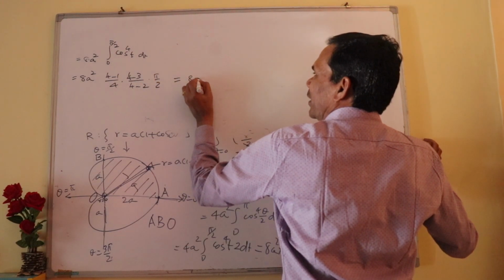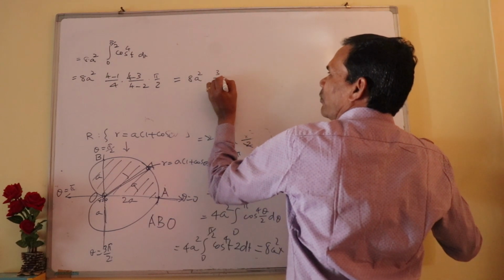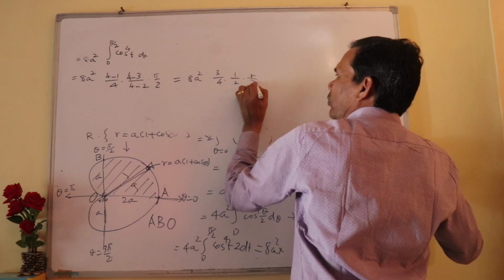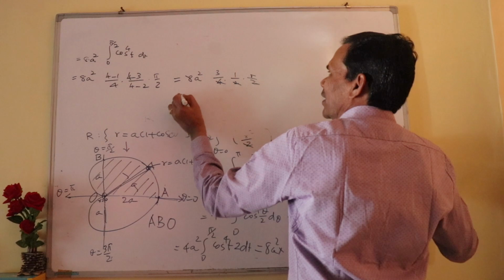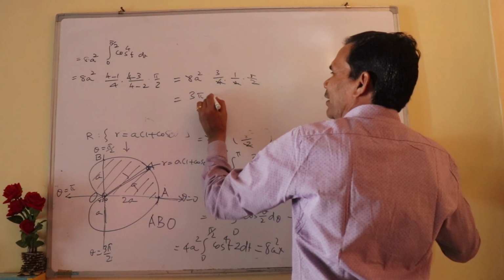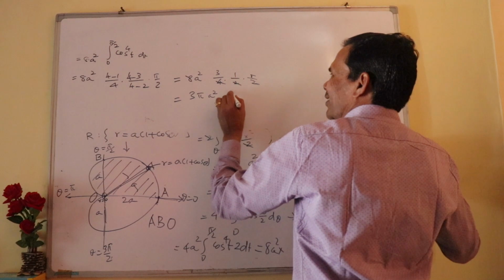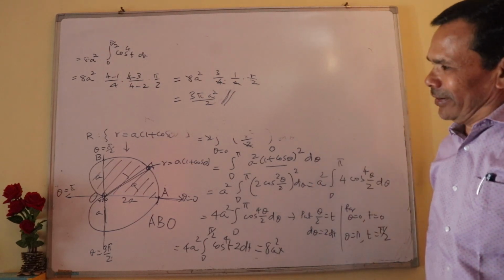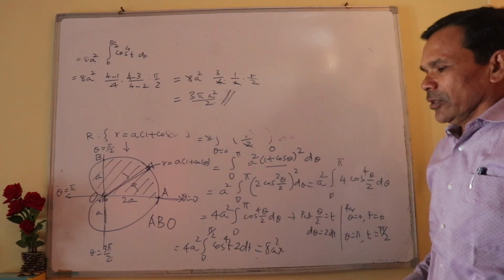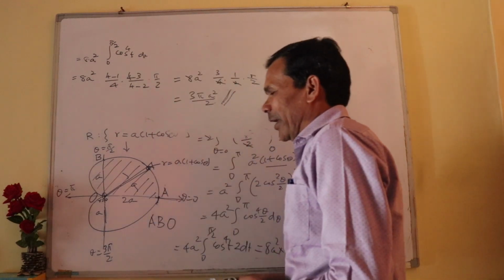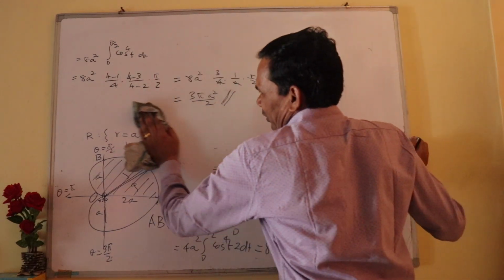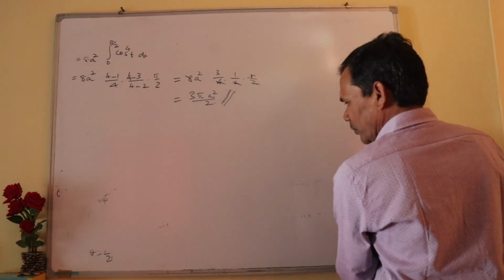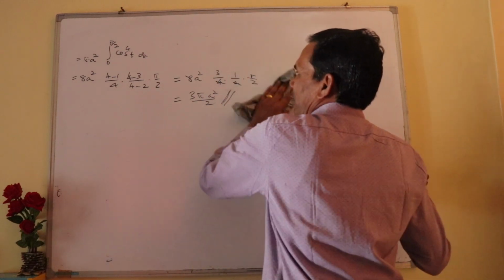Now we simplify this. 8a square, this is 3 by 4, this is 1 by 2, this is pi by 2, the last multiple there. This 8 gets cancelled, so your answer is 3 pi a square divided by 2. This is the area bounded by the cardioid. So this is the way you can find area by using double integration of the circle and this thing.